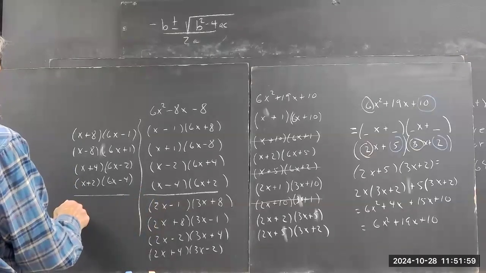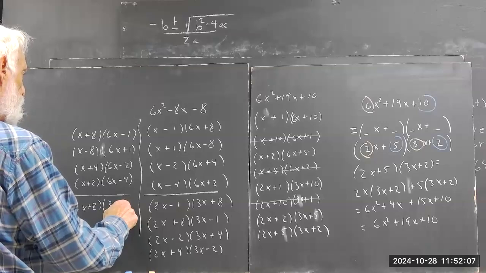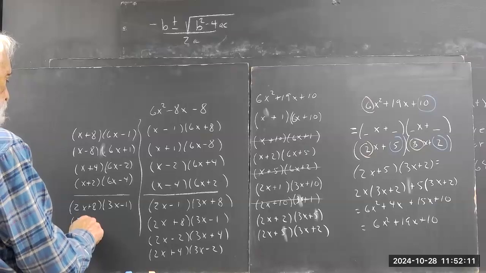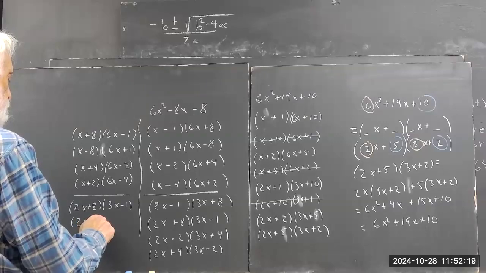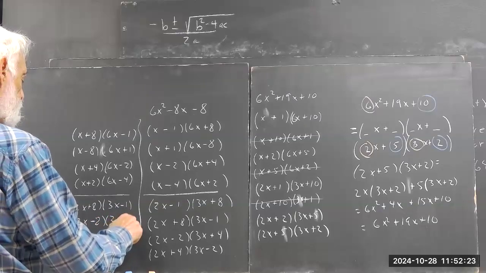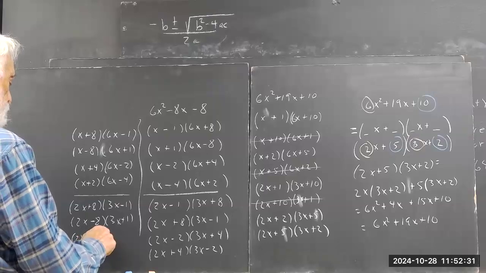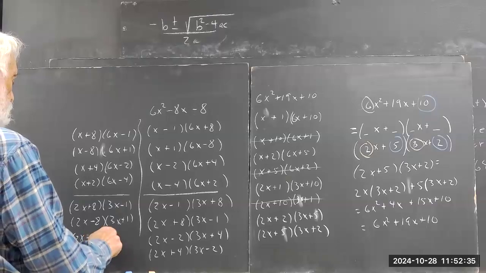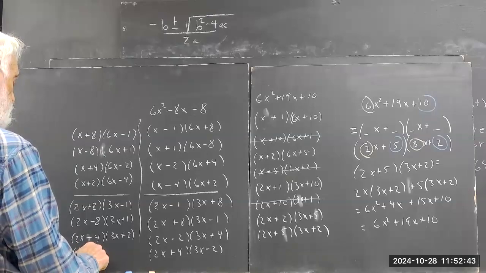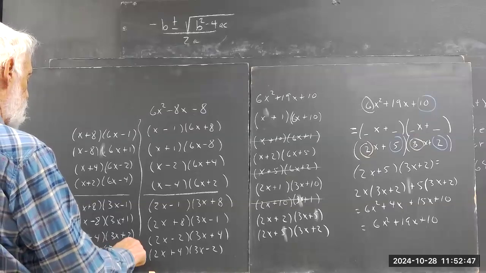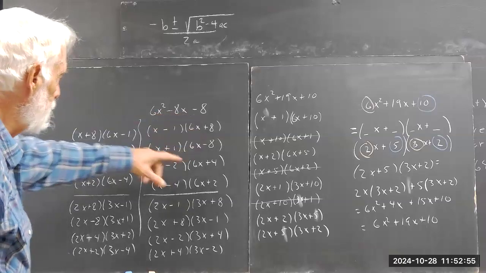And other possibilities, same thing down here. I can do 2x plus 8 times 3x minus 1. 2x minus 8 times 3x plus 1. 2x minus 4 times 3x plus 2. 2x plus 2 times 3x minus 4. In all of these cases, I get my minus 8 and I get my 6x squared.